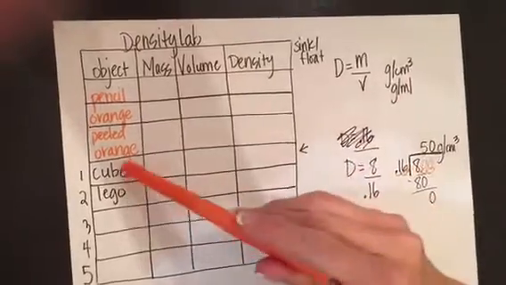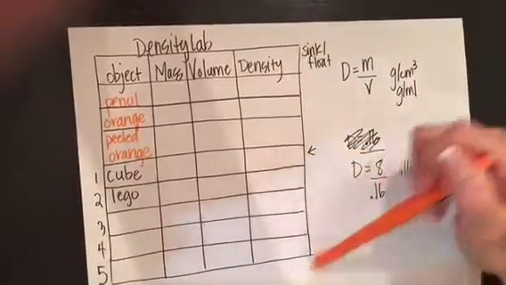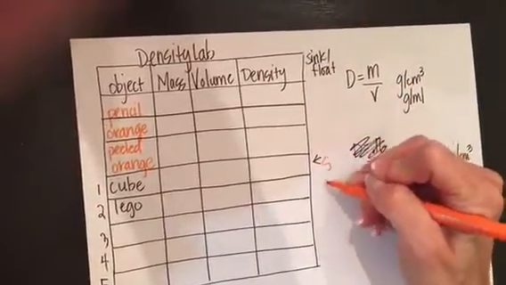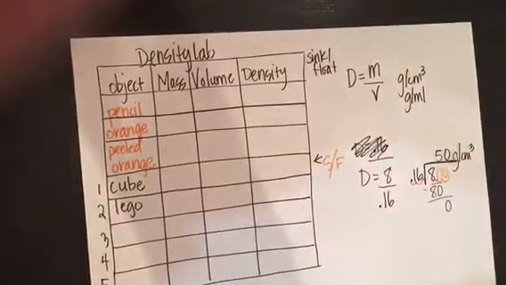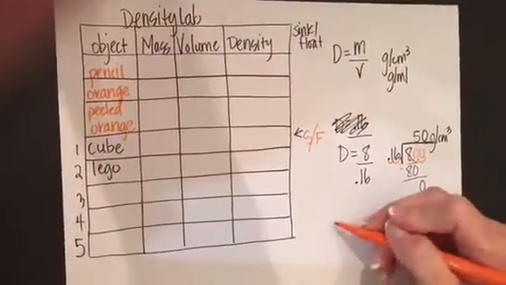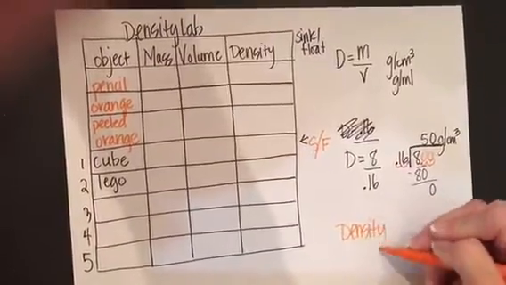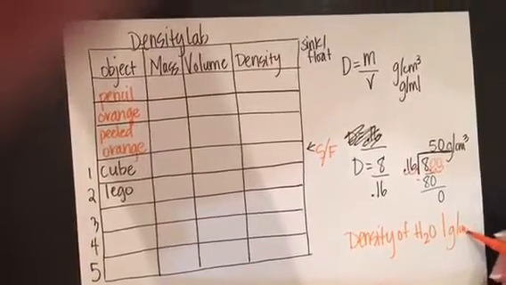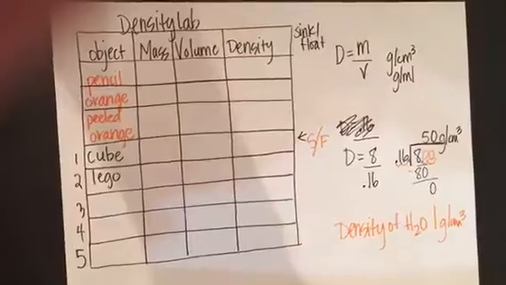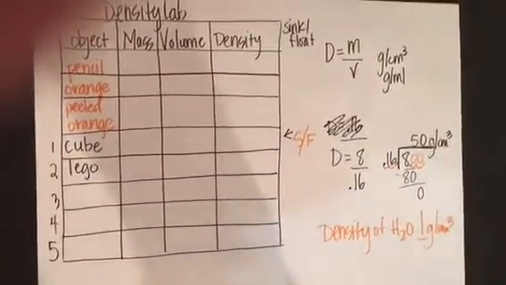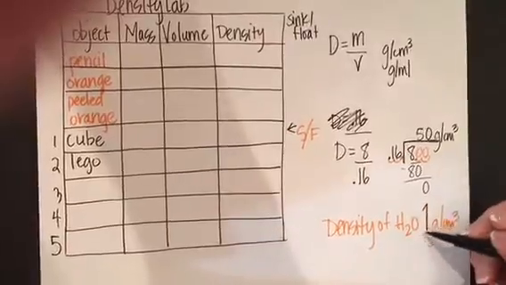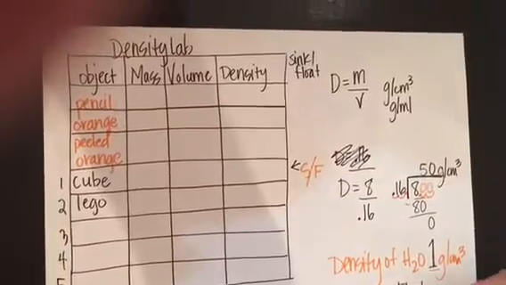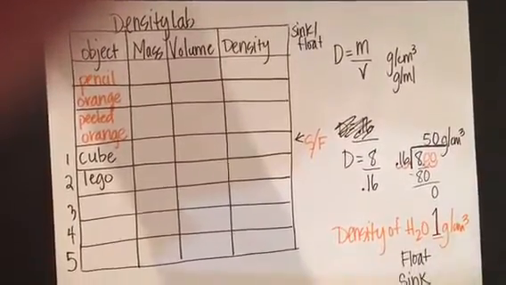So I need you to go back and fill in the objects, fill in the mass, fill in the volume, and calculate the density of these objects. Then I want you to tell me, are they going to sink or float on each one of these? All right, and as we learned yesterday, remember that the density of water is 1 gram per cubic centimeter or gram per milliliter, okay? So anything that's less than 1 is going to float. And if it's more than 1, it's going to sink.